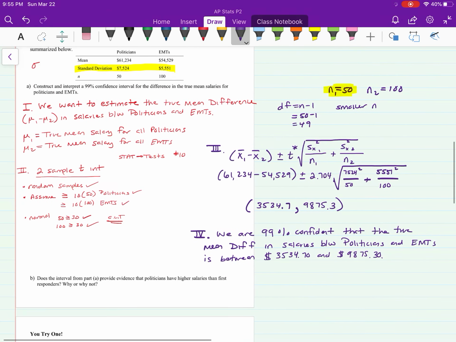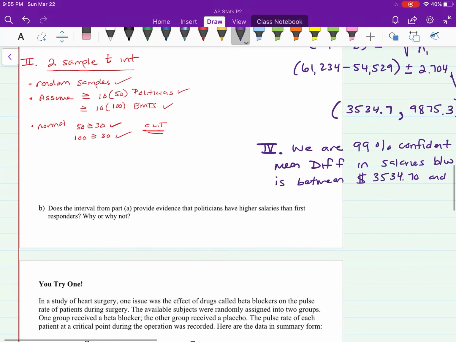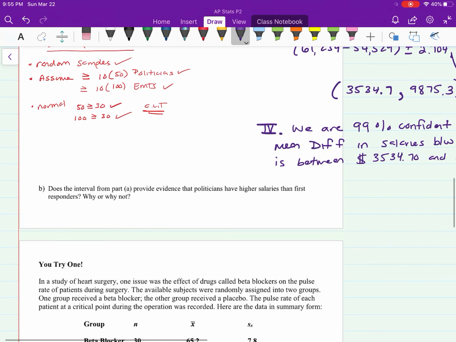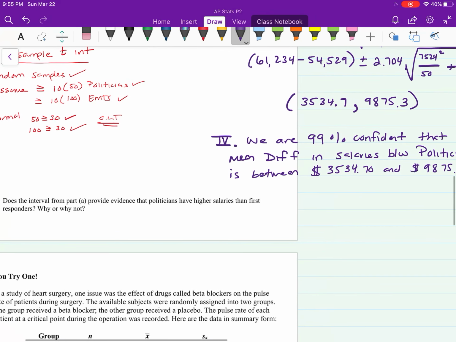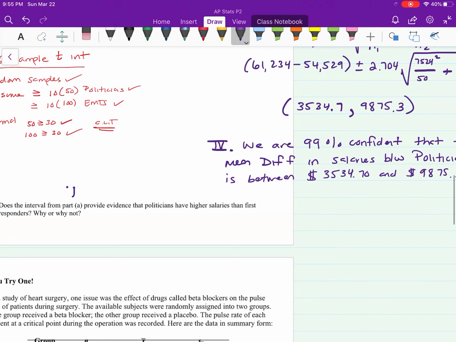All right, so that's how you do a 2-sample t interval. And question B, before you try one by yourself: does that interval provide evidence that politicians have higher salaries than first responders? Why or why not? Sure it does. First of all, those numbers are both positive, and I did politicians minus EMTs. So if I'm subtracting those means and I'm getting a positive number, that means the politicians' salary is higher.